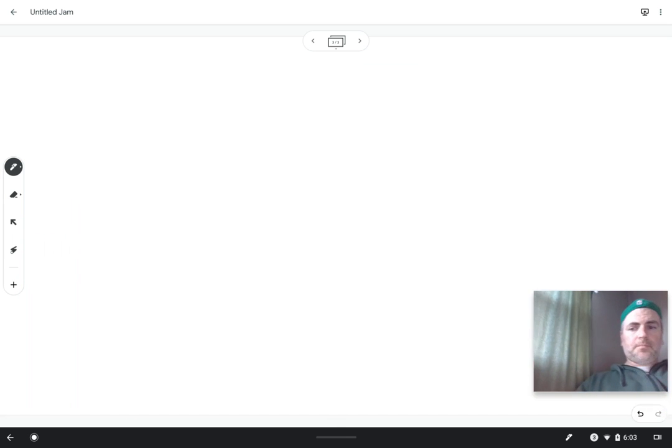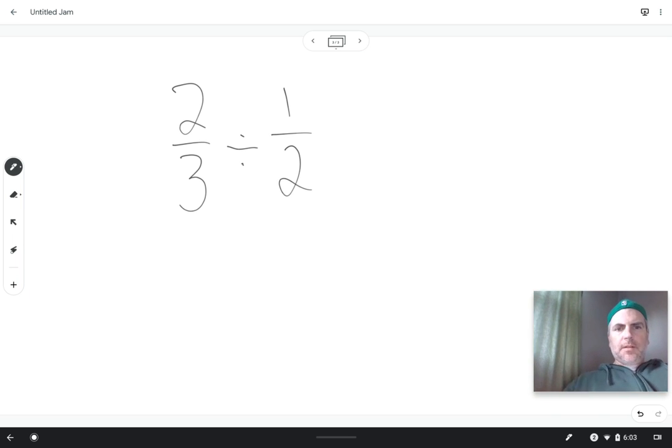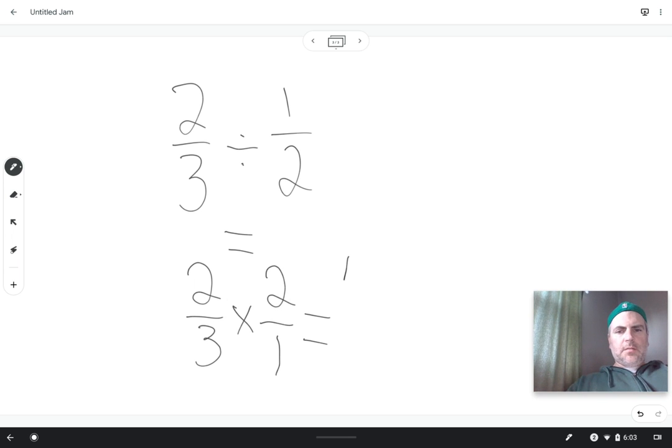Let's do another one. Let's do 2/3 divided by, I don't know, let's do 1/2. 2/3 divided by 1/2. We want to change this again. We're going to multiply by the reciprocal of the divisor. Multiply the numerators. Multiply the denominators. Ooh, that should be 3.